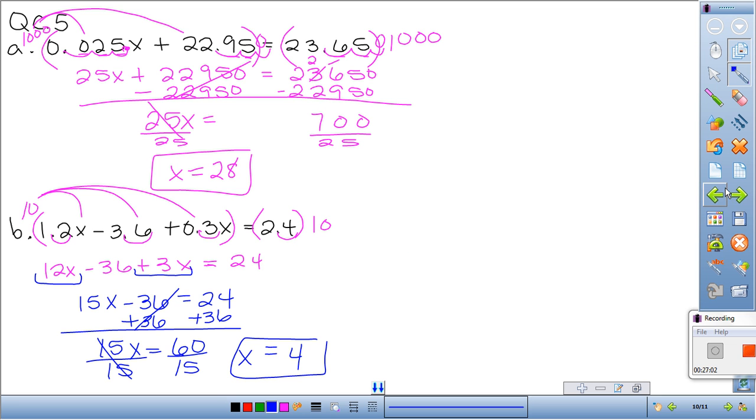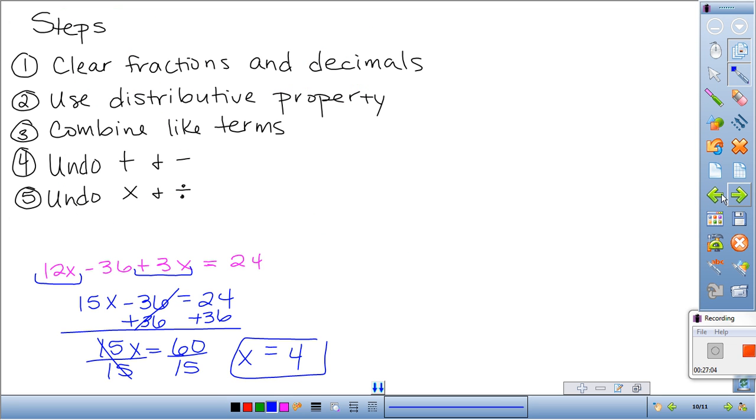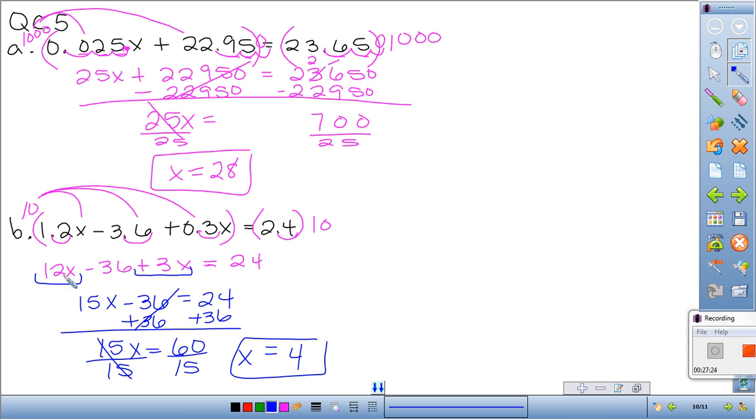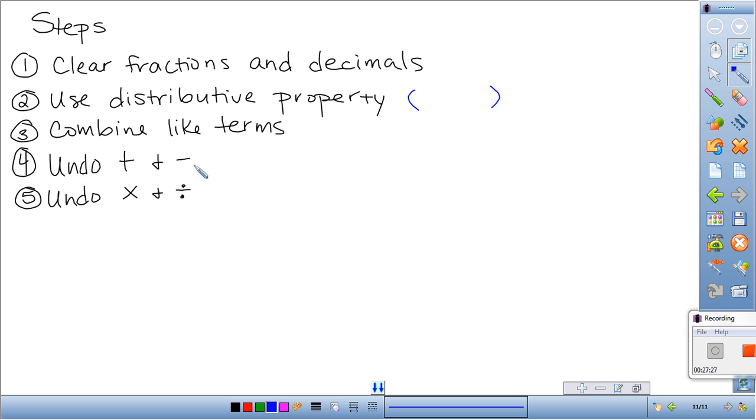And before I let you go, let's look at these steps that we've been doing. So step 1, clear fractions and decimals. Obviously, this only applies if there are fractions or decimals. 2, use the distributive property. Again, this only applies if you have parentheses in your problem and you need to distribute. 3, combine any like terms. That's what we were just doing here when we did 12x and 3x. That's combining like terms. Then undo addition and subtraction, and finally undo multiplication and division.